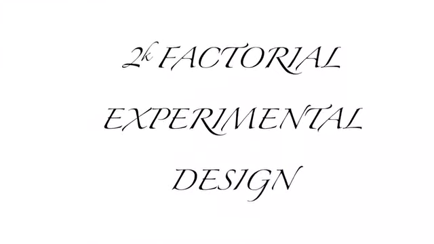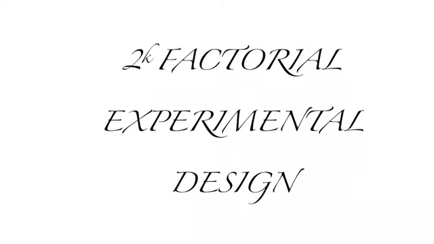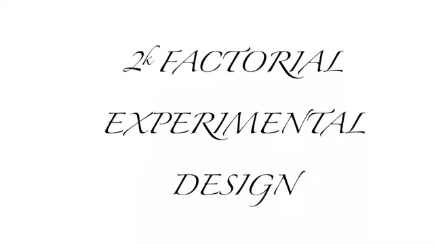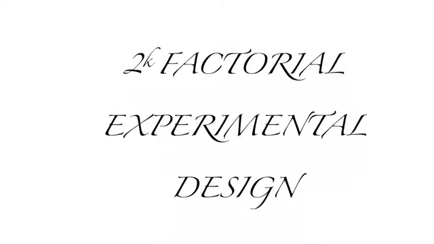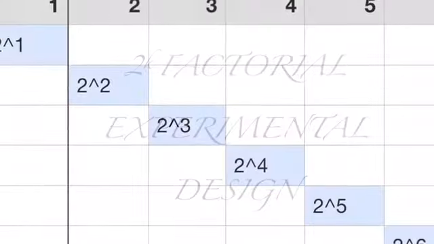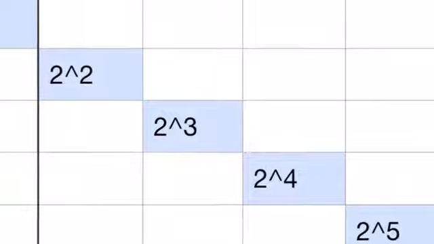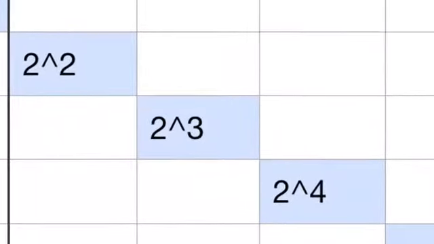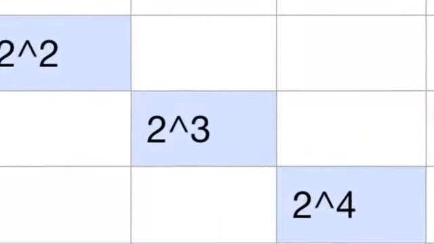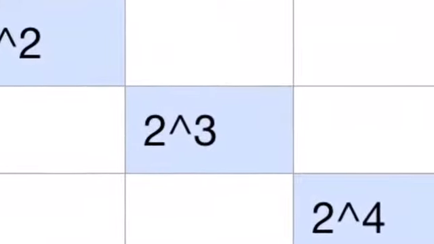2 to the power of k is the most basic and significant factorial experiment, in which k is the number of factors and 2 is the number of levels. So for the 2 level, if we want to have a 2 to 2 power factorial experiment, we will have 2 factors with 2 levels. That means that we will have 4 different treatments for the experiment.